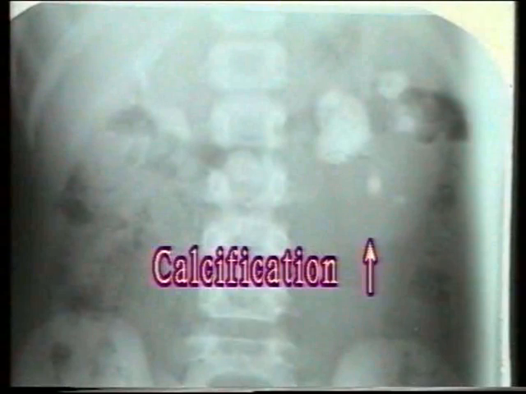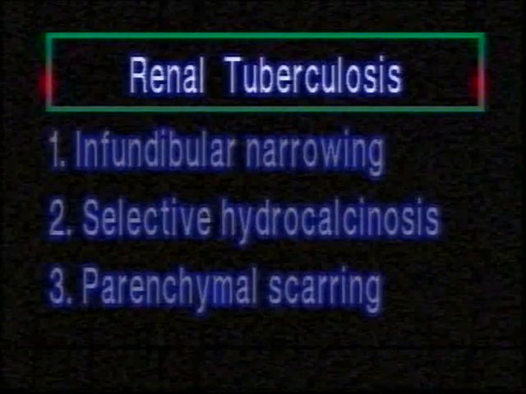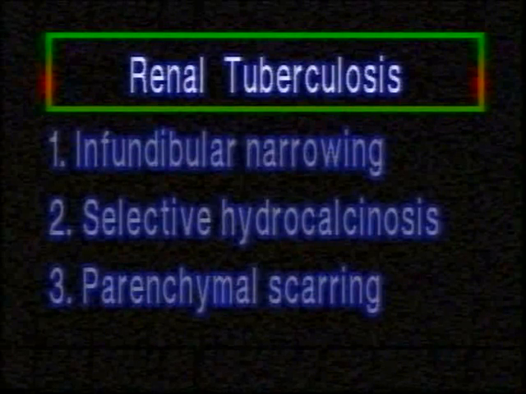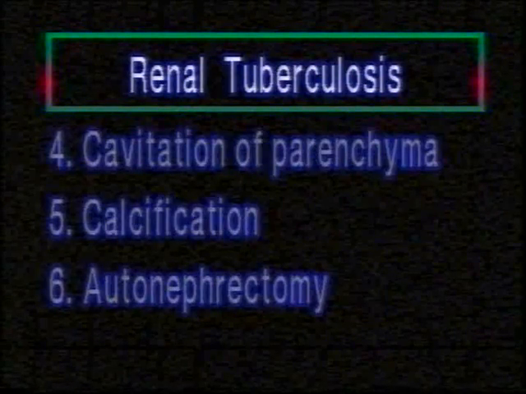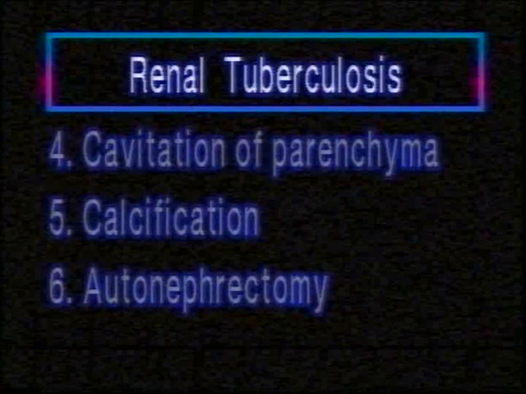This IVP shows a non-functioning left kidney with calcifications which are in the renal parenchyma. Calcification of areas of caseation is another feature of tuberculosis. So the radiological characteristics of renal tuberculosis on IVP are narrowing of the infundibulum or the neck of the calyx, selective hydrocalcinosis, parenchymal scarring, cavitation in renal parenchyma, calcification and autonephrectomy.